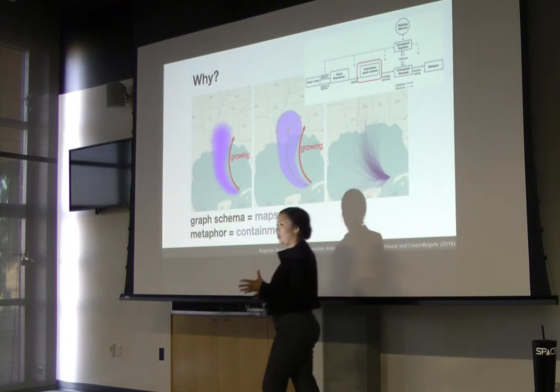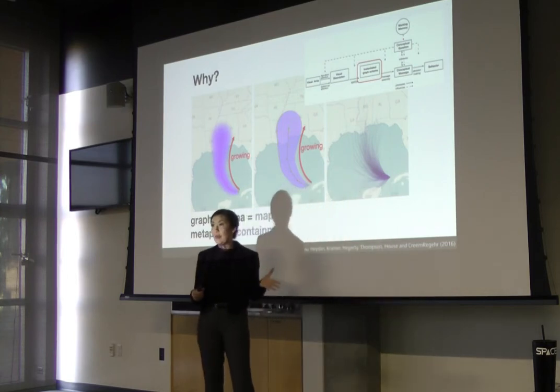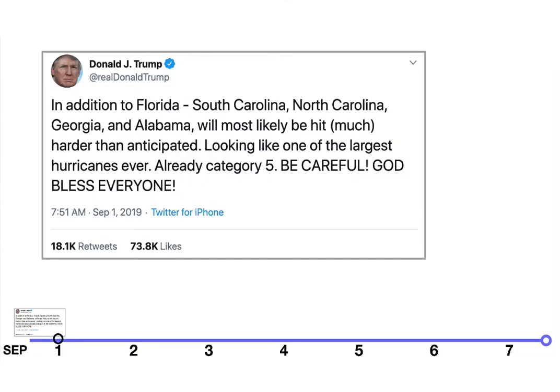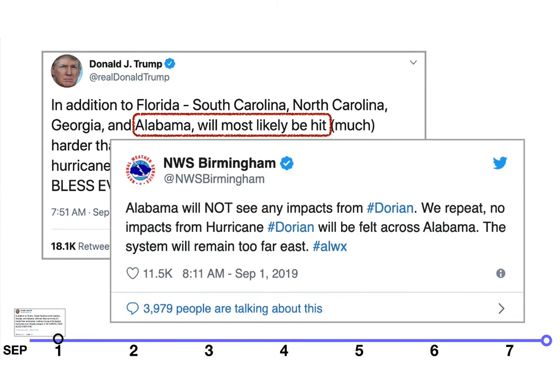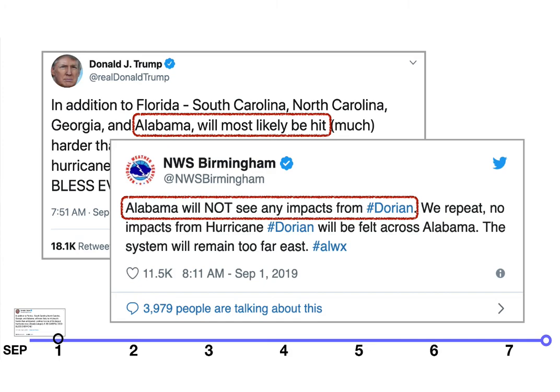Oftentimes I get the question, do you actually see these types of misconceptions in the real world? Oh, here is a tweet from our commander-in-chief. He says, in addition to Florida, South Carolina, North Carolina, Georgia, and Alabama will most likely be hit much harder than anticipated. Shortly thereafter, the National Weather Service tweeted out, Alabama will not see any impacts from #Dorian.